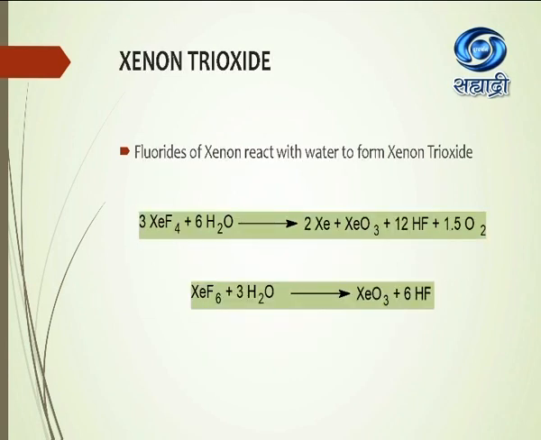Then xenon trioxide. Fluorides of xenon react with water to form xenon trioxide. This can be considered as hydrolysis. So 3XeF4 plus 6H2O gives 2Xe plus XeO3. XeO3 is your xenon trioxide, plus 12HF plus 1.5 O2. And XeF6 plus 3H2O gives XeO3 plus 6HF.